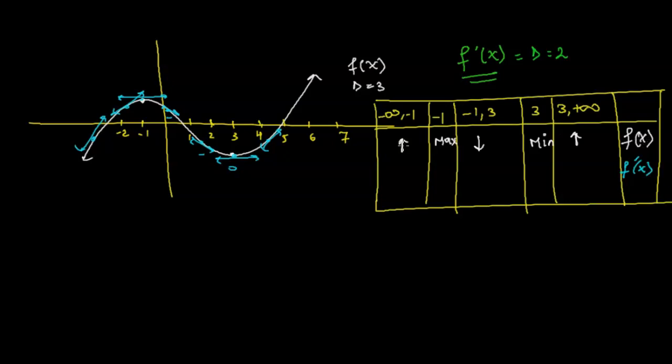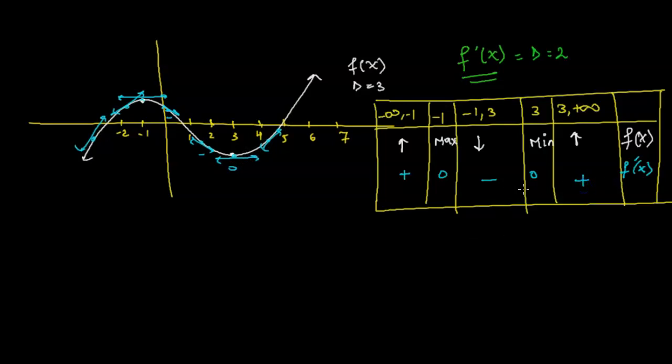So where the original function is increasing, derivative is positive. Where the original function shows us a max, the derivative is 0. Original function shows us a decreasing function, derivative becomes negative. When the original function shows us a min, derivative is 0. Original function shows us an increasing function, the derivative is going to become positive.